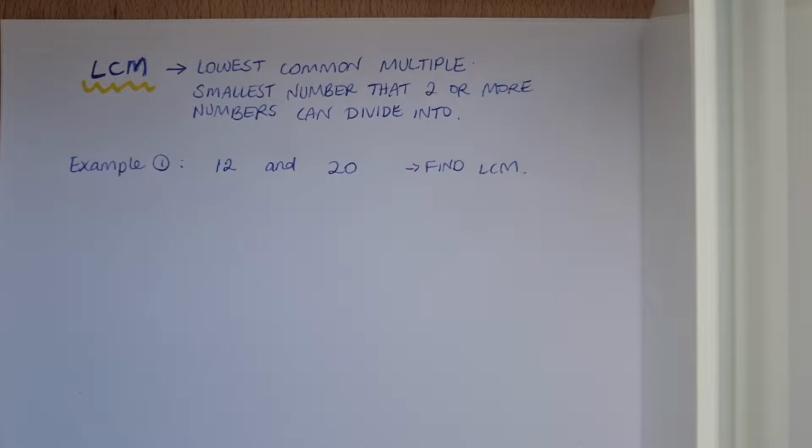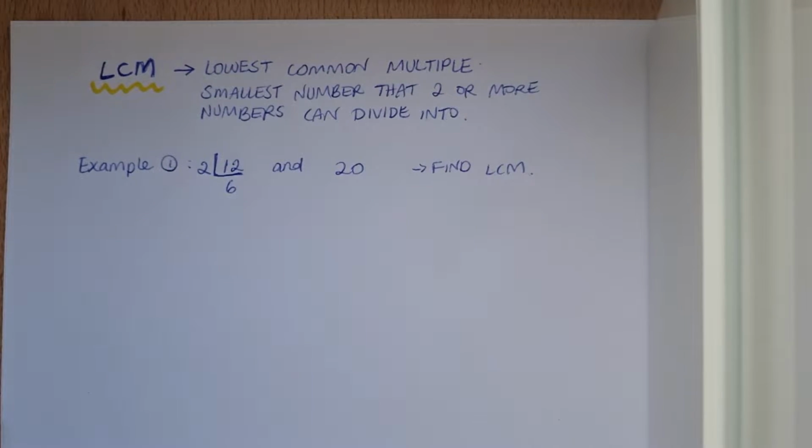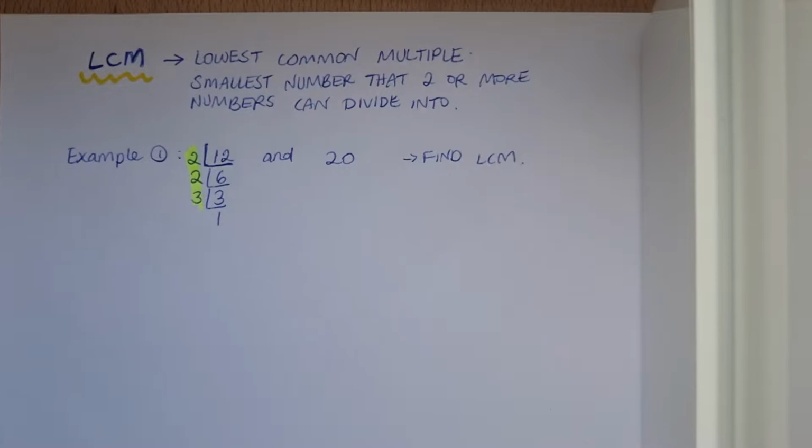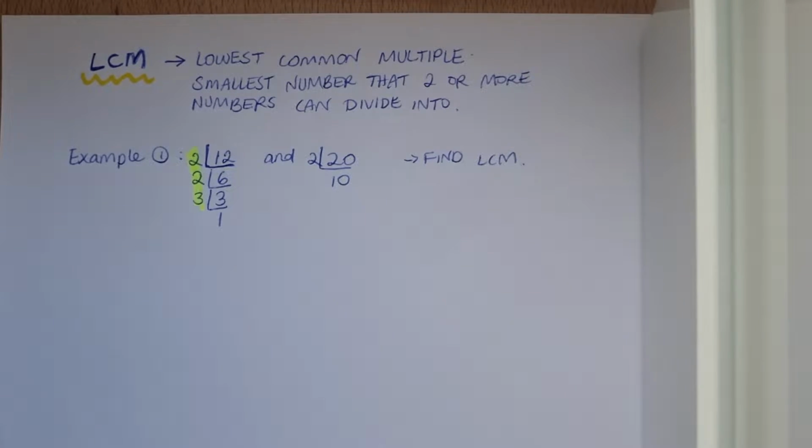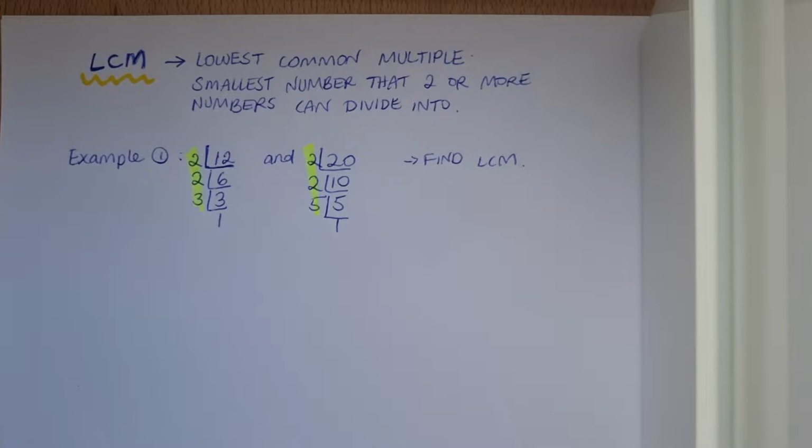We'll begin by first of all getting the prime factors of those numbers. 2 goes into 12 6 times, 2 goes into 6 3 times, and 3 goes into 3 once. When I get to 1, I'm done. And down the left-hand side, I have my prime factors of 12. Now I'll repeat this for 20. 2 goes into 20 10 times, 2 goes into 10 5 times, and 5 goes into 5 once. When I get to 1, I'm done. There's my list of prime factors.